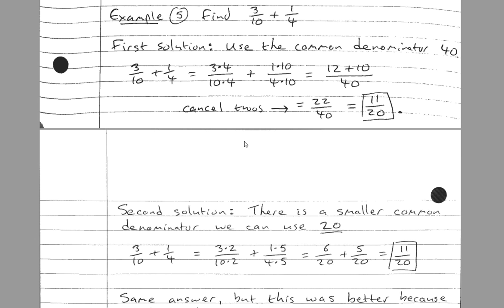Yeah, we always want to use numbers that are as small as possible. So yeah, 20 is smaller than 40. And also, yeah, we didn't need to do any cancellation, so we didn't need to do a simplifying step here.